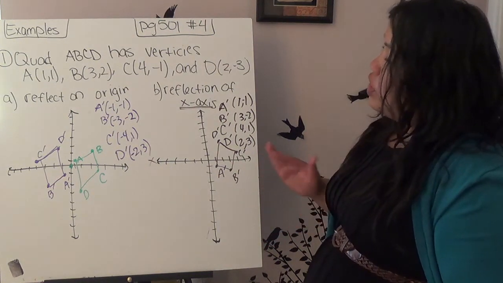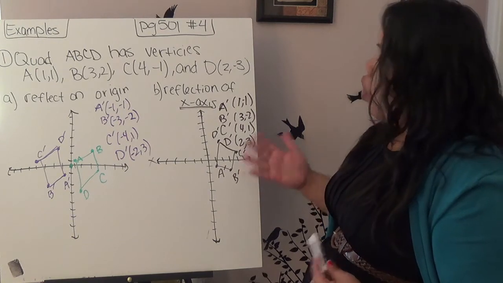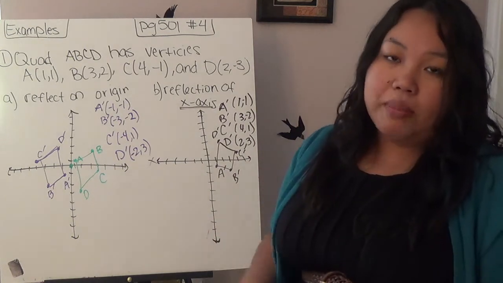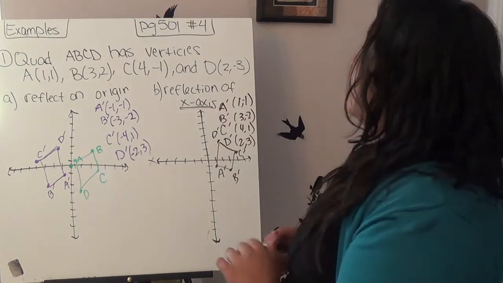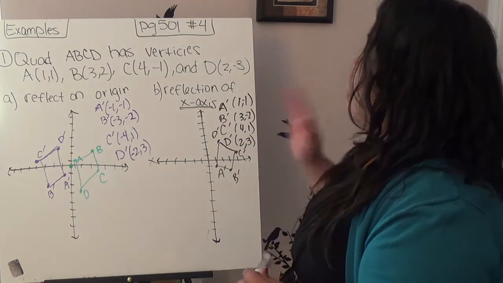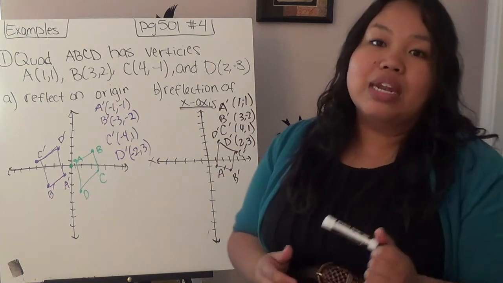So if it gets confusing, if you see that it does go on top of each other, that's fine. As long as you follow the directions correctly, you should be good. So go ahead and try the example on page 501, number 4 in your book, and I will see you in class.